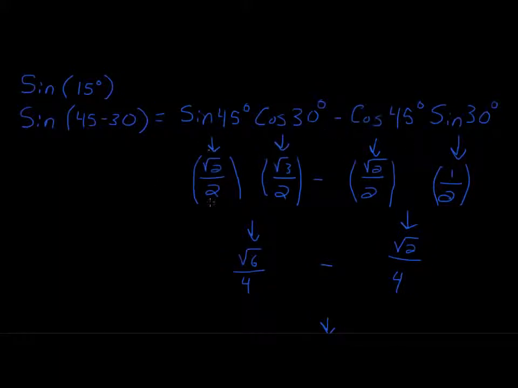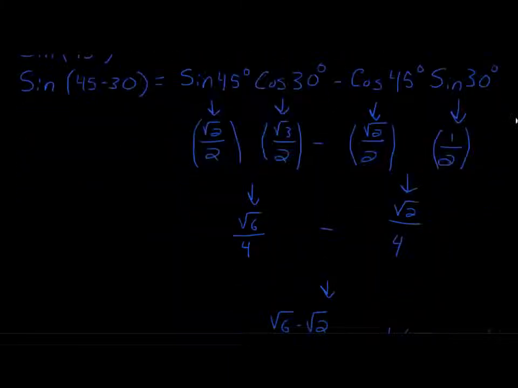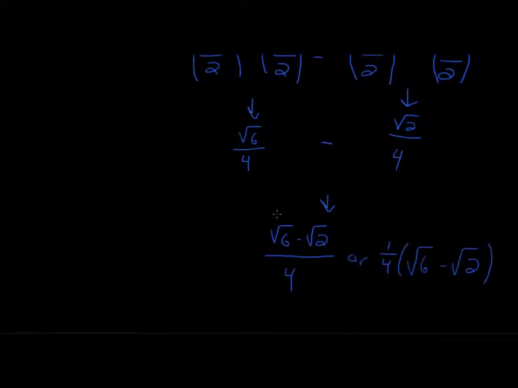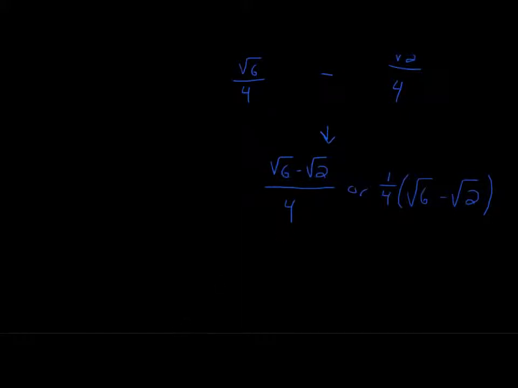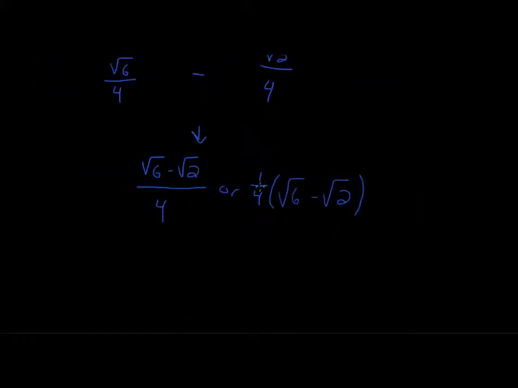So the sine of 45 is root 2 over 2, and so on and so forth. And then you just multiply straight across, just like your original equation shows you. So root 2 times root 3, you get root 6 over 4. The other side you're going to get root 2 over 4. Now those you can't really do much with, so your answer is just going to be root 6 minus root 2 over 4. Some teachers will have you factor out the 1/4 and write it like this. It really just depends on which book you're using. Now let's move on to another problem.